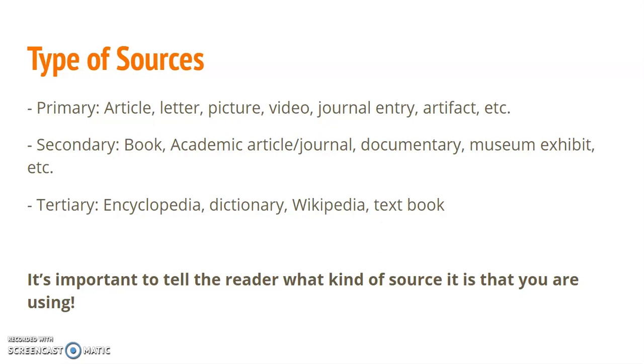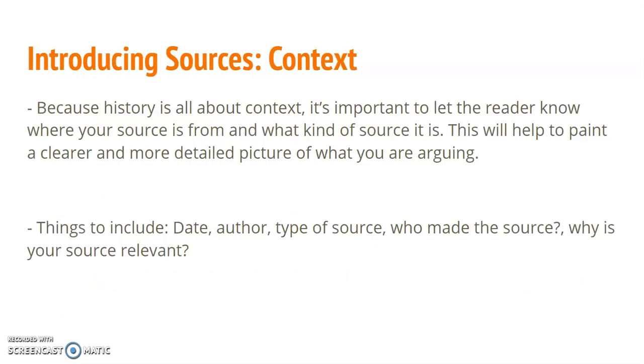Remember, it's important to tell the reader what kind of source you are using. So when you go in to talk about a source, you have to mention this is a book, this is a scholarly journal, this is an article from the time period, this is a letter that somebody wrote, or a picture, whatever it may be. You have to let the reader know what kind of source it is. It's important for context.